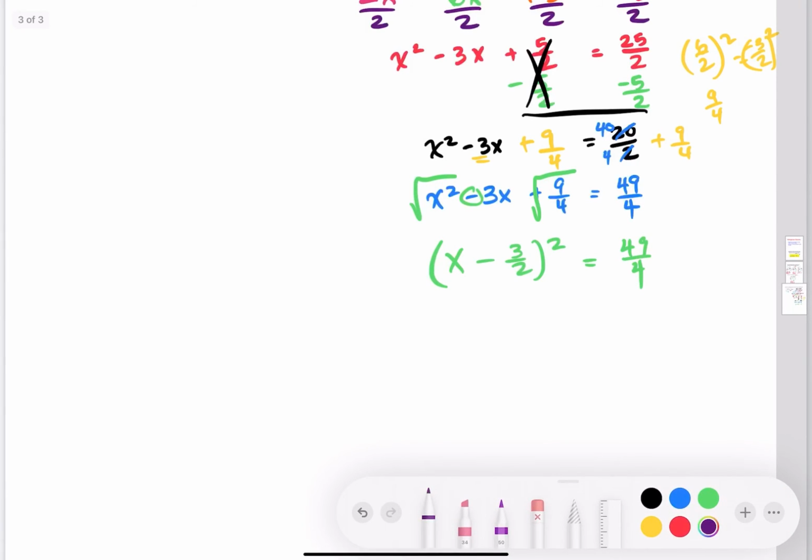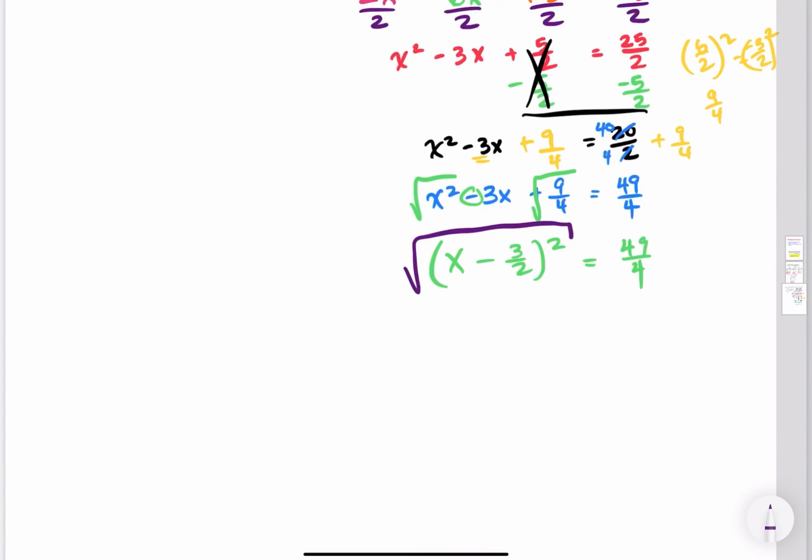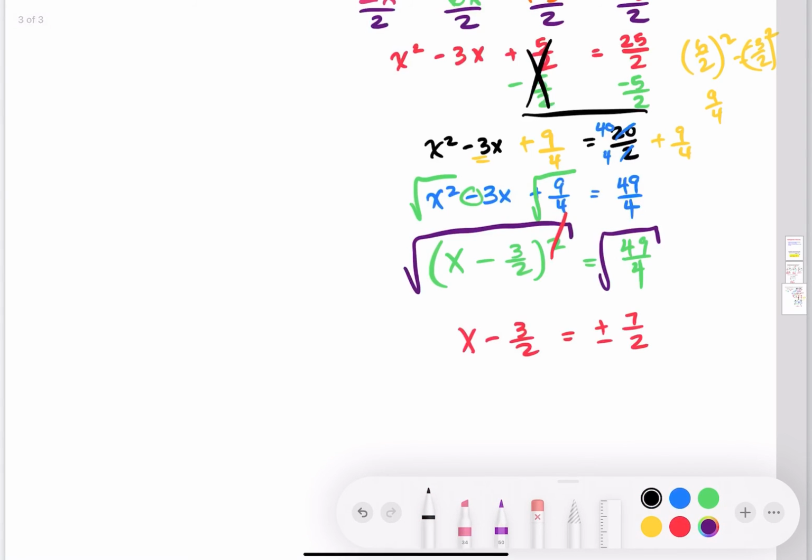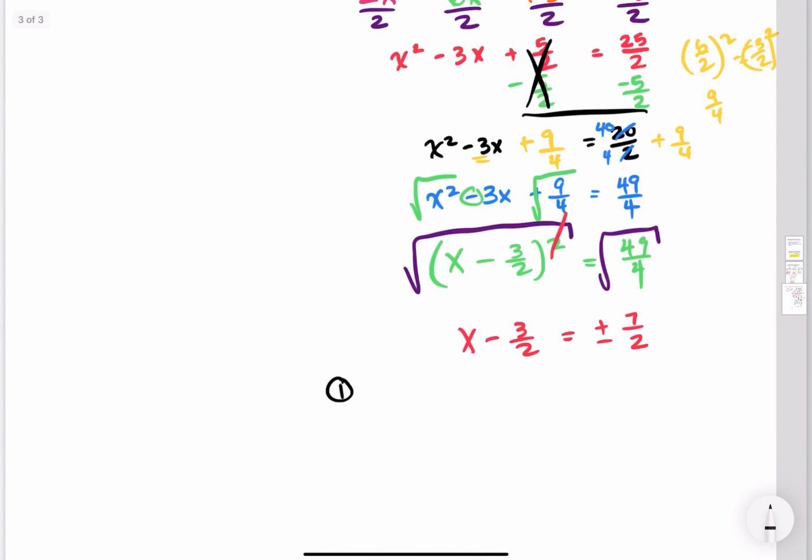Now, to get rid of our square, we do the square root on both sides. The square and the square root cancel each other out, giving us x minus 3 over 2 is now equal to the square root of 49 over 4. That gives us plus or minus 7 over 2, because the square root of 49 is 7, and the square root of 4 is 2. So this is what I want to solve here, which means I have two possible situations.